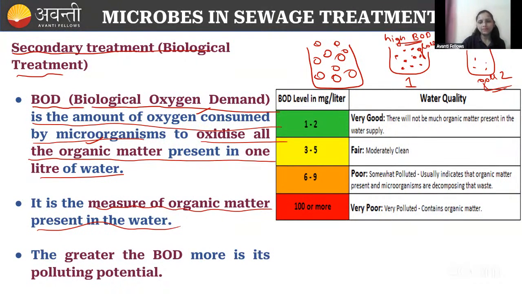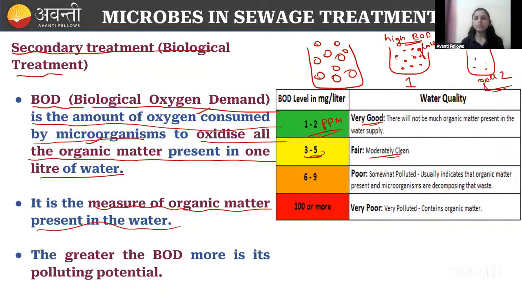We tell this by ppm. A BOD level of 1 to 2 ppm means the water is very good for drinking. Water with 2 to 5 ppm is not suitable for drinking; it is moderately clean. For example, river water and similar sources will be about 3 to 5 ppm.